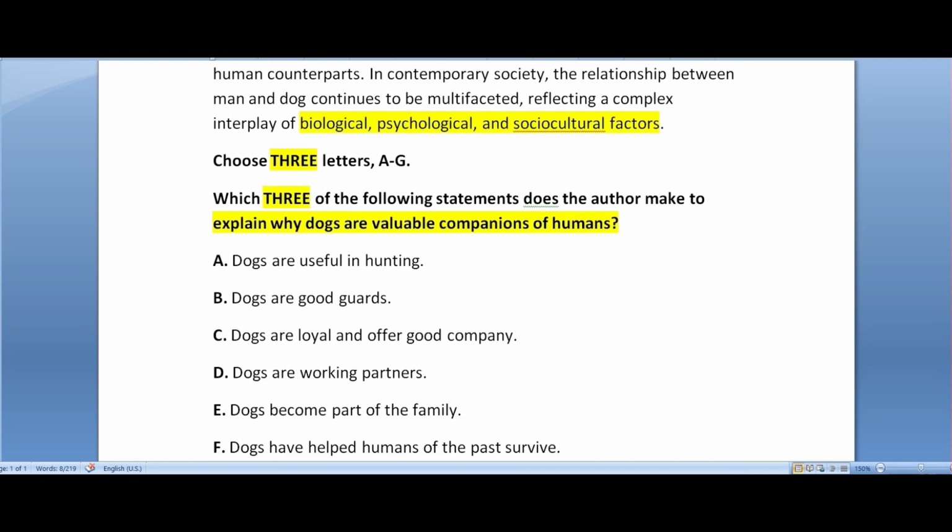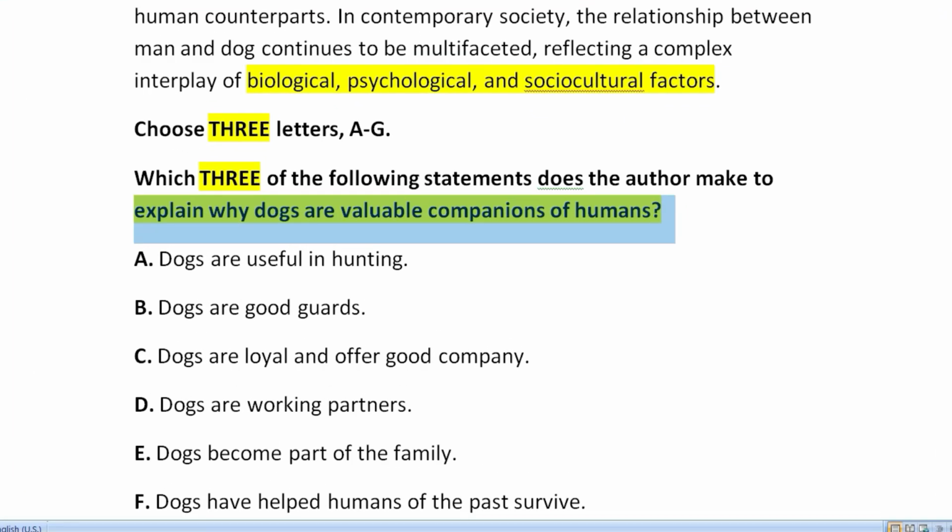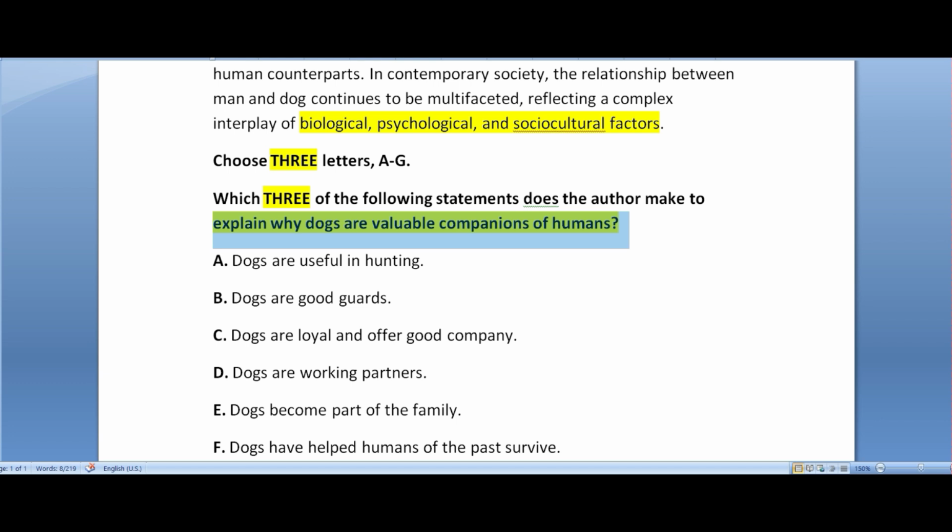Here, let's see the question. Does the author make to explain why dogs are valuable companions of humans? Working partners and family members do not answer the question why they have become valuable companions. The why is answered in the first three options. So I hope this makes sense because this is where most candidates make mistakes in cases like this. So learn to discern this trick.